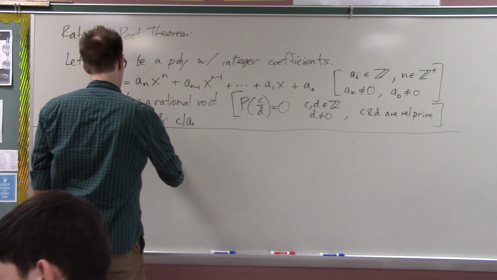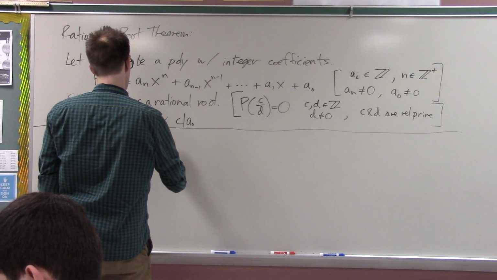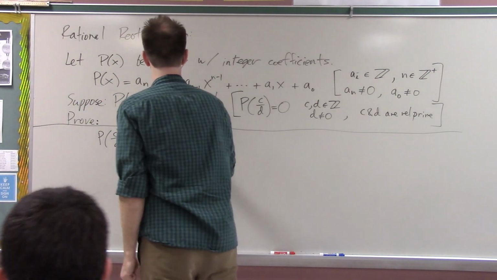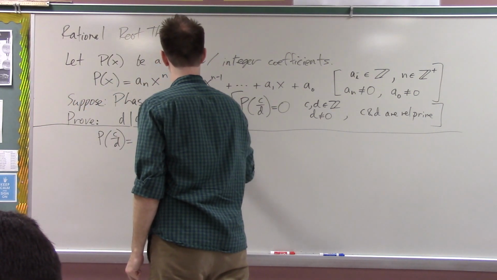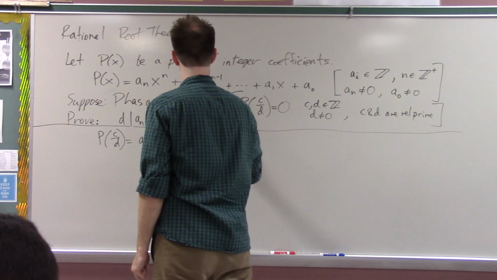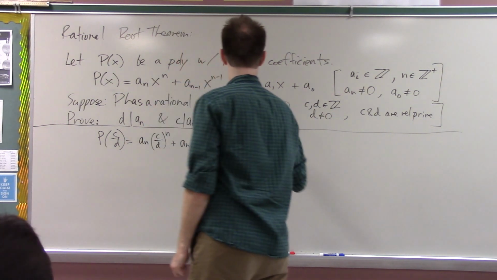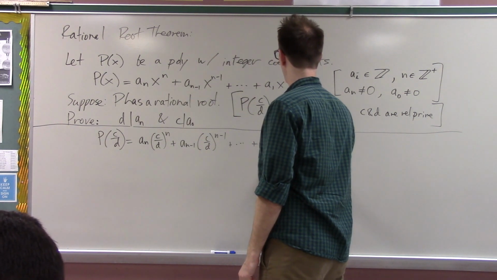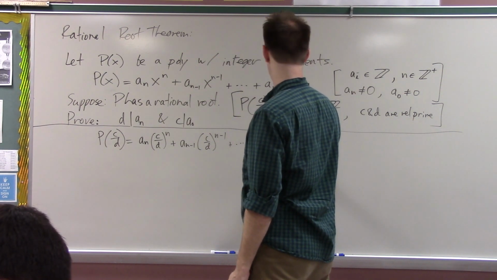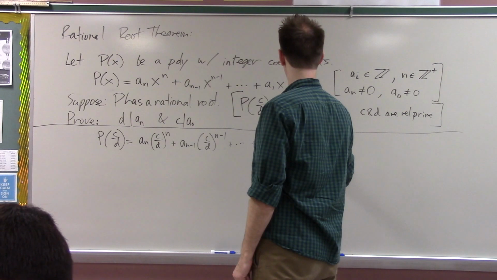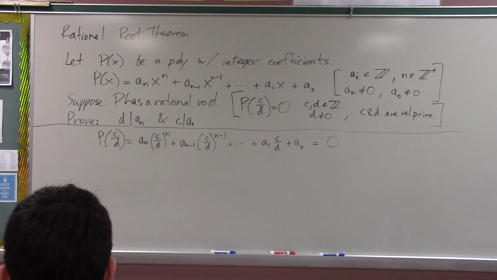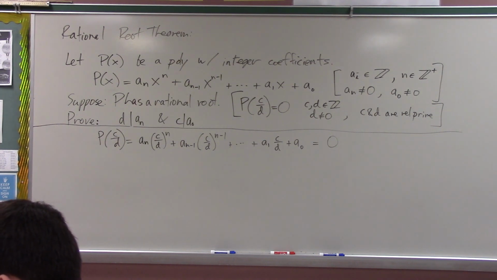This is going to be A sub n times C over D to the n, plus A sub n minus 1 times C over D to the n minus 1. You guys with me? You guys, it's not so hard, actually. Just plugging stuff in. And if you do that, plus A sub 0, we're going to get 0. Okay, so yeah, we're just using the fact that we know that's a root.